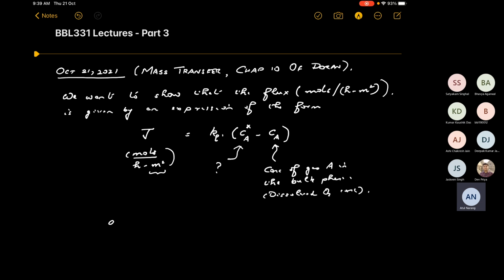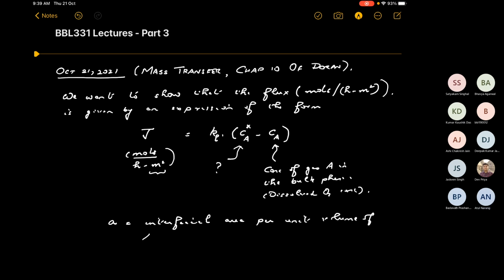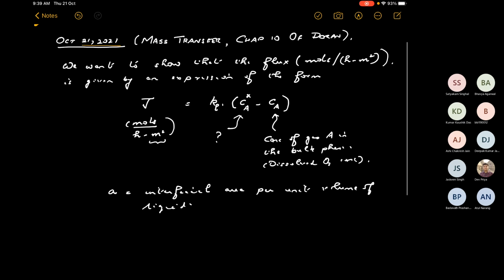So if A denotes the interfacial area, if A denotes how much interfacial area you have per unit volume of liquid, then basically by multiplying both sides of the first equation, you can see that the rate of oxygen transfer, in moles, this is J times A, that has units of moles per hour, right?